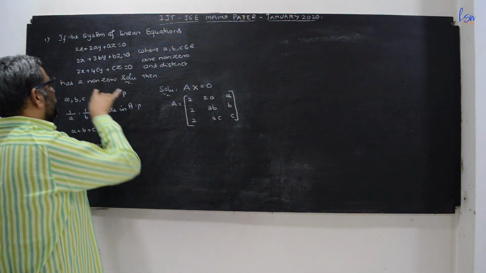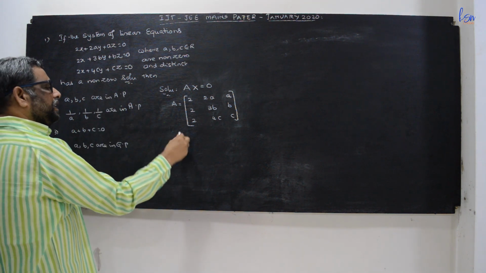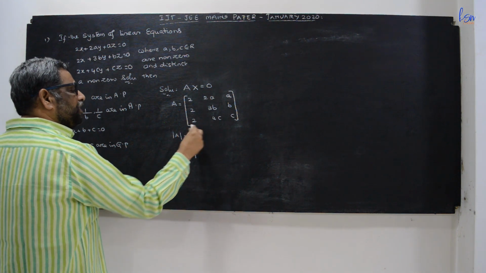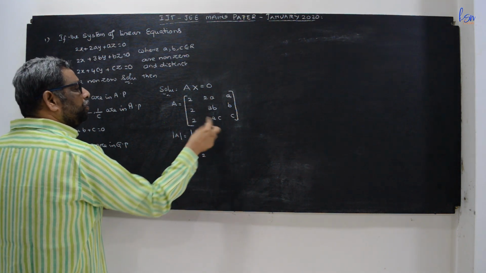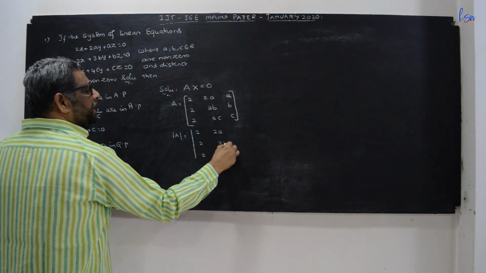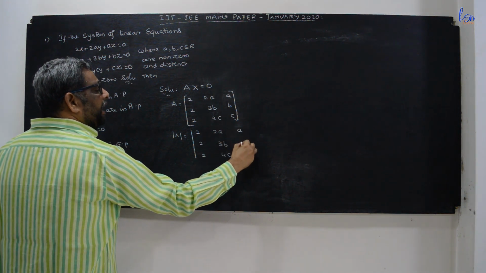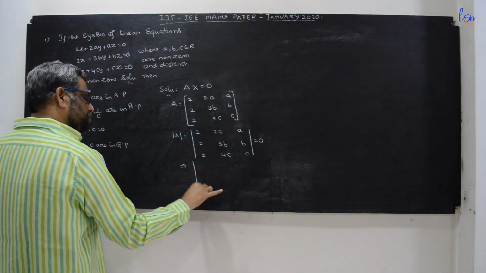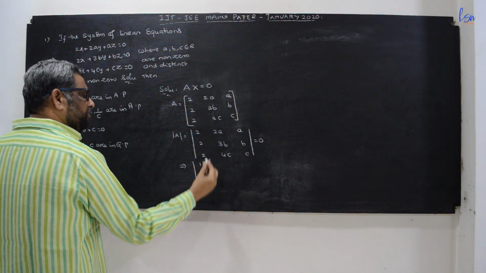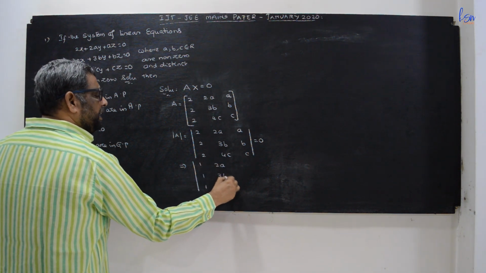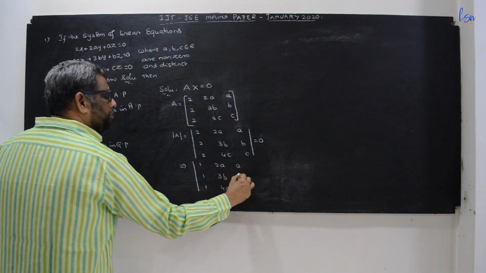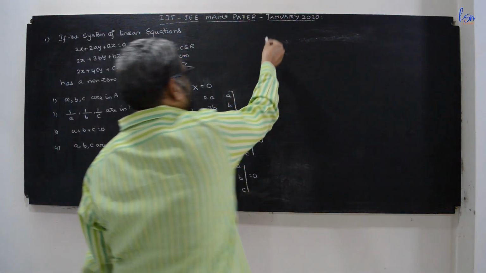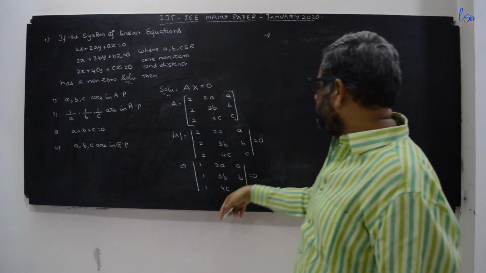Because in the problem it is given that the system has a non-zero solution, det A must be equal to 0. So here, consider the determinant with rows 2, 2a, a; 2, 3b, b; 2, 4c, c equal to 0. Taking 2 common from the first column, we get the determinant with columns 1, 1, 1; 2a, 3b, 4c; a, b, c equal to 0.